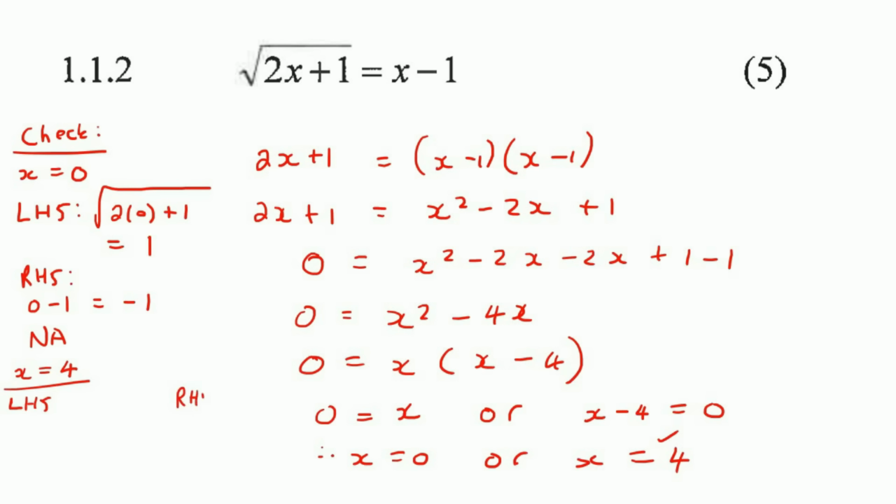We also plug it in on the right-hand side. So for the left-hand side, we're going to say this over here, and then 4 plus 1, and that's going to give us 3. And then for the right-hand side, you're going to say 4 minus 1, which is 3. So that one works out nicely, okay? So x equals 0 is not a solution.